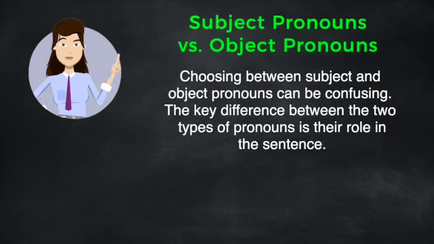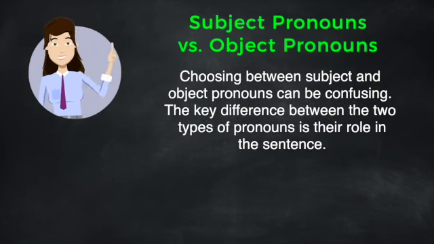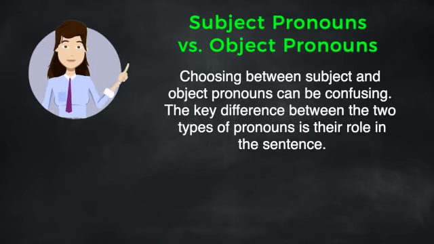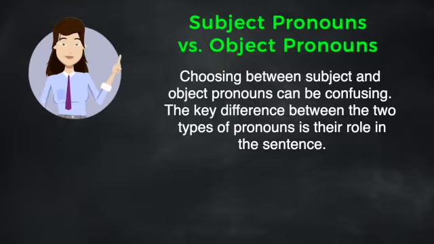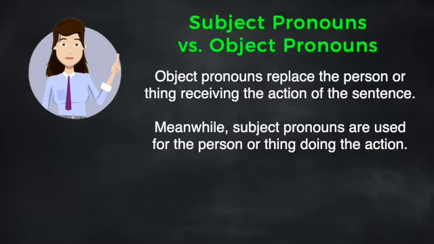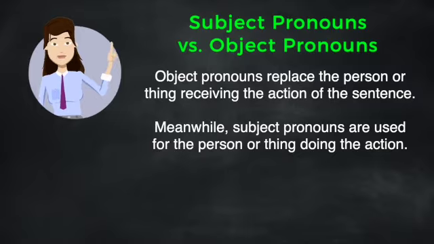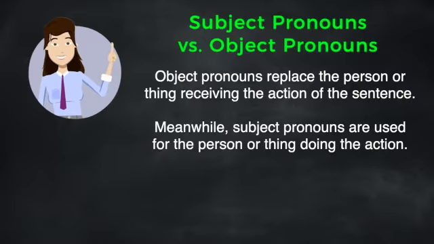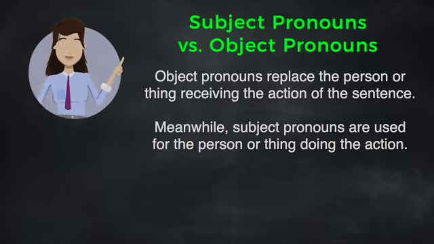Subject pronouns versus object pronouns. Choosing between subject and object pronouns can be confusing. The key difference between the two types of pronouns is their role in the sentence. Object pronouns replace the person or thing receiving the action of the sentence. Meanwhile, subject pronouns are used for the person or thing doing the action.